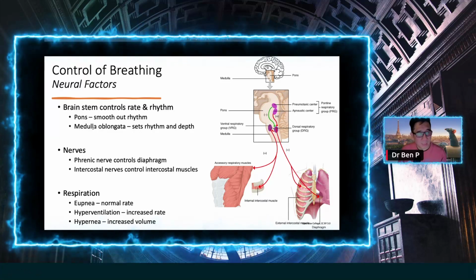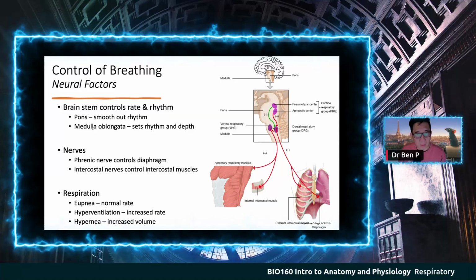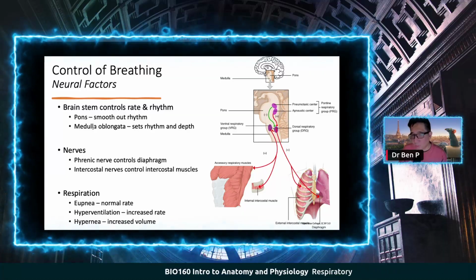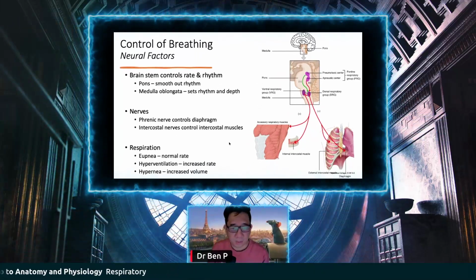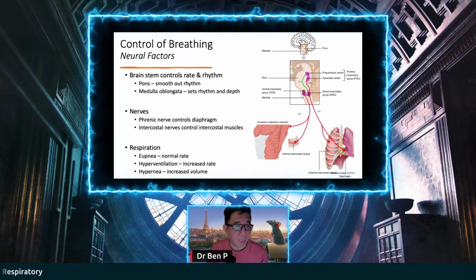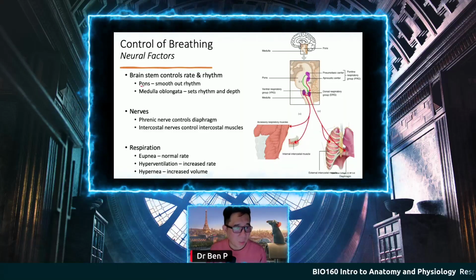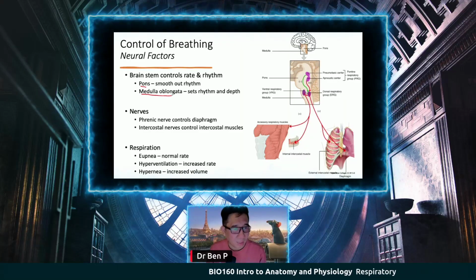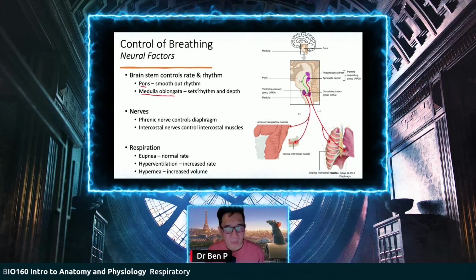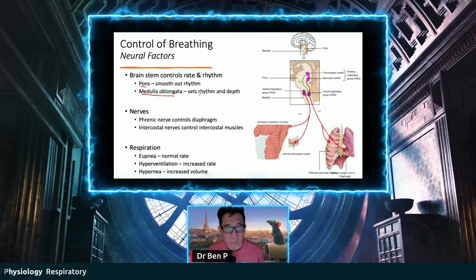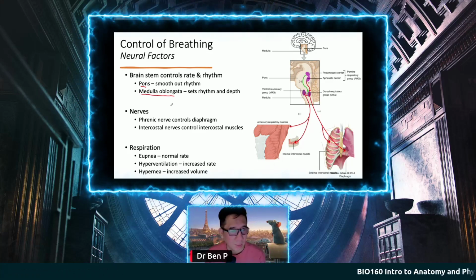Okay. So the next one is the control of breathing. Your control of breathing actually comes from your brain. You should know the locations in your brain. One is the pons. The pons helps smooth out the rhythm, and then the medulla oblongata also sets the rhythm as well. So smoothing out the rhythm and setting the rhythm, knowing where those are would be nice.